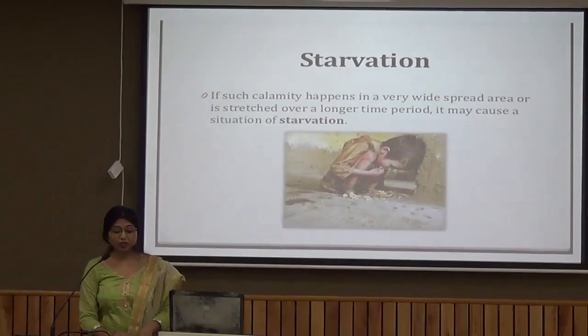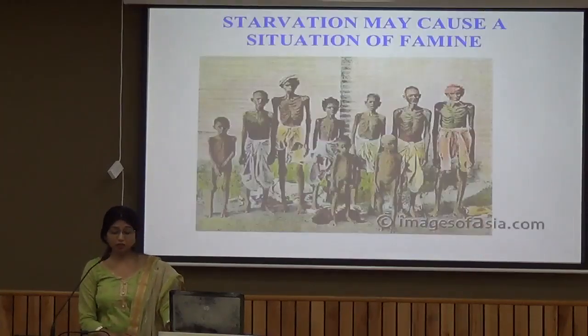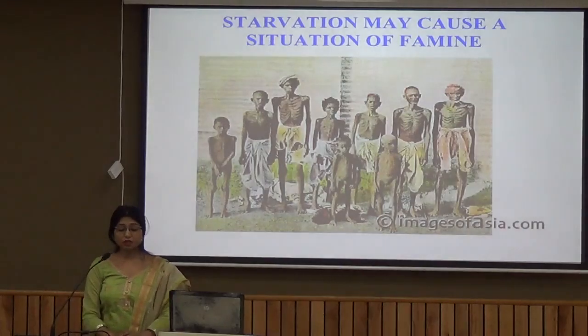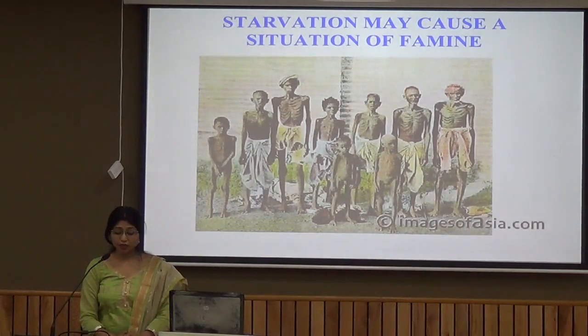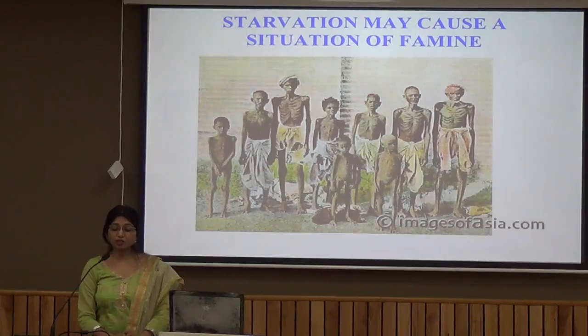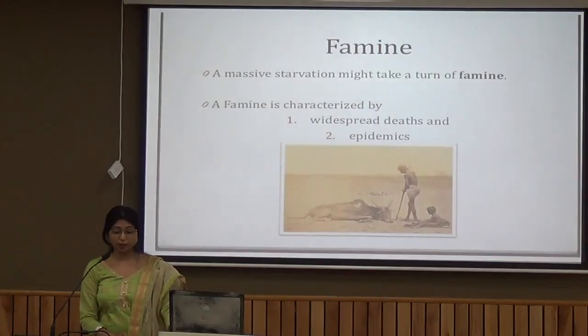Then what is the condition if there is starvation? If such a calamity happens in a very widespread area or is stretched over a long time period, it may cause a situation of starvation. And you can see in the picture, this is very pathetic, and look at another picture, what is the condition of the people? They are not able to survive properly, they are not healthy. Starvation may cause a situation of famine. So that kind of poor people we can see in society.